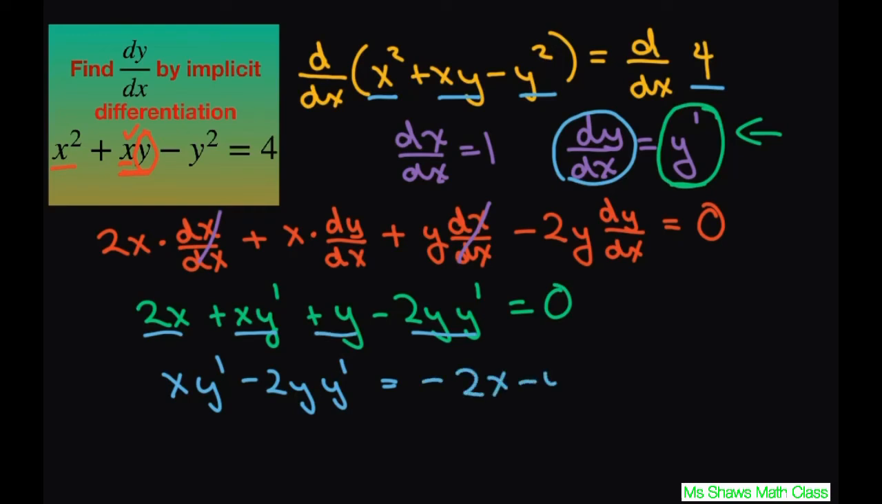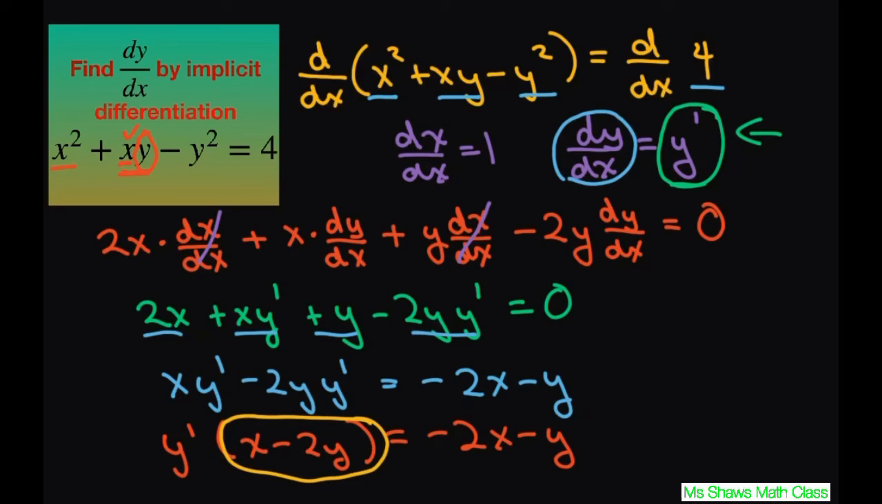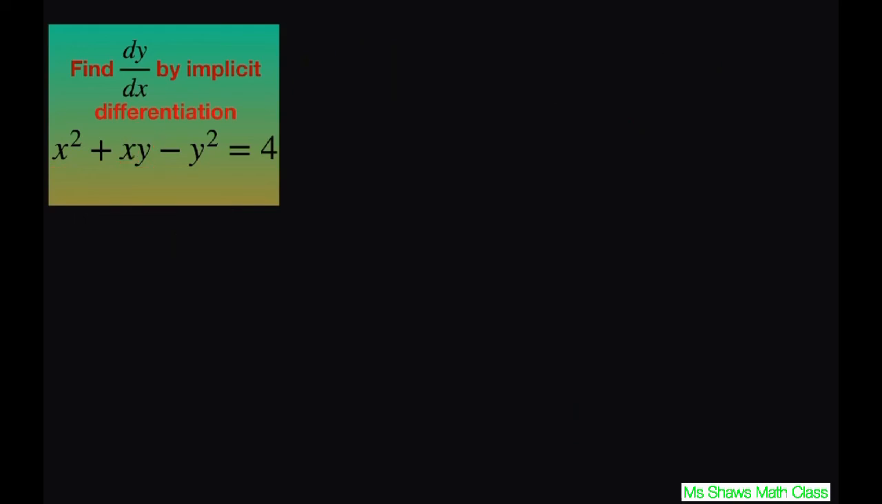So in both cases, I'm subtracting. Now, factor out your y prime, because that's what we're trying to solve for. And we get x minus 2y. And the final step is just divide both sides by this. So we're solving for y prime, or isolating y prime. So y prime is going to be equal to negative 2x minus y, divided by x minus 2y.